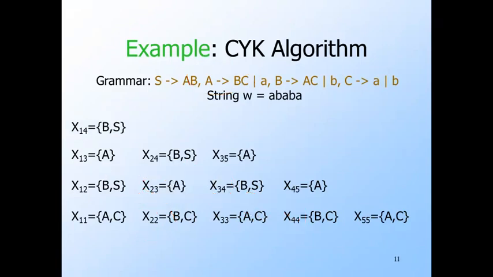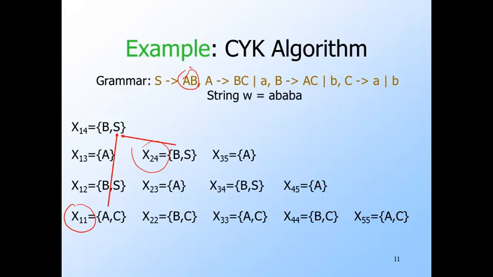Here's how we compute x14. Starting at the bottom of the column, that is x11, and the top of its diagonal, that is x24. We pair these to see if we can form any production bodies. In this case, we can combine A from x11 and B from x24 to put S, the head of the production with body AB, into x14.